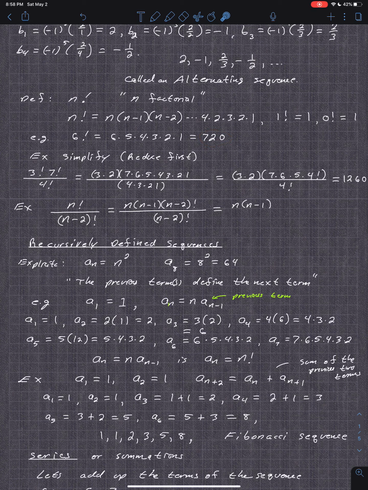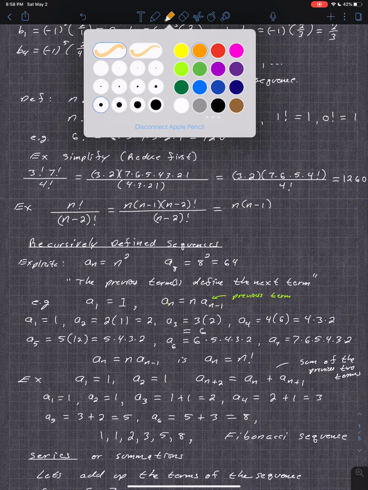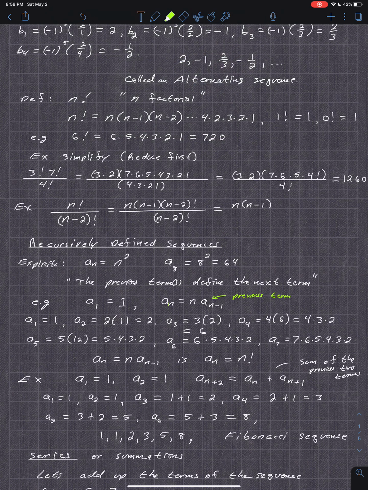A couple definitions. These are definitions over here. So a couple definitions. 1 factorial is 1. 0 factorial is defined to be 1. Okay, so those are straight definitions, what they have to be for everything else to work. Okay, moving along.